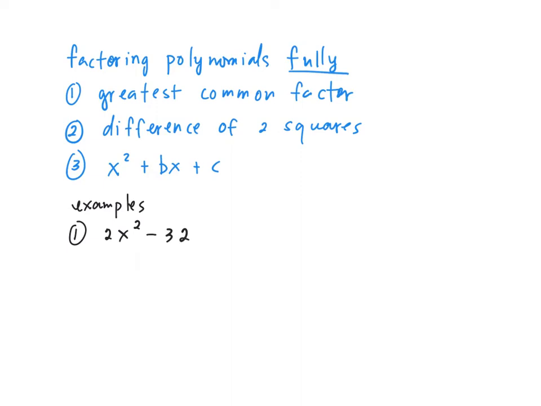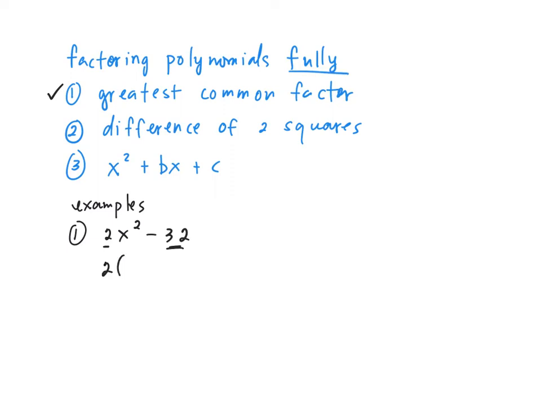So whenever you are factoring polynomials, the first thing that we always do is to check if this first method works. In other words, check if there is a common factor, or determine the greatest common factor if it is possible. So let's check. 2x squared minus 32. 2 and 32. There is a common factor. The greatest common factor is 2, so we take that out.